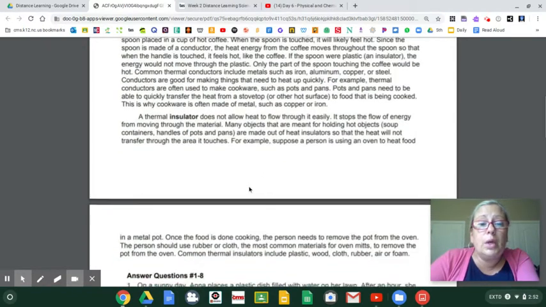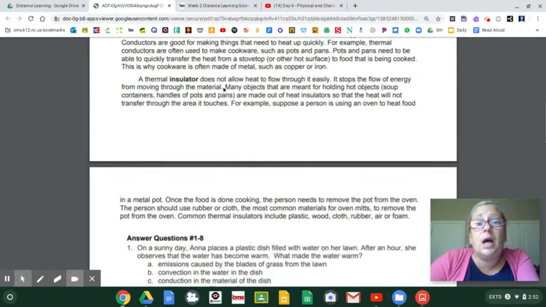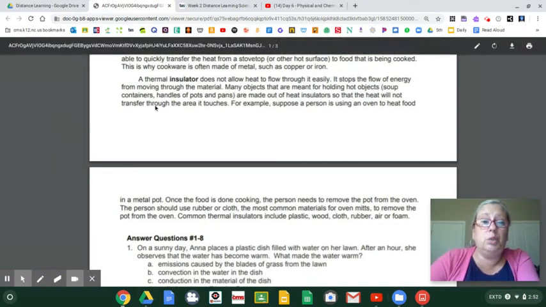A thermal insulator does not allow heat to flow through easily. An insulator is a blocker. It stops the flow of energy from moving through the handle. Many objects that are meant for holding hot objects, like soup containers or handles of pots and pans, are made out of heat insulators so the heat will not transfer through the area it touches.